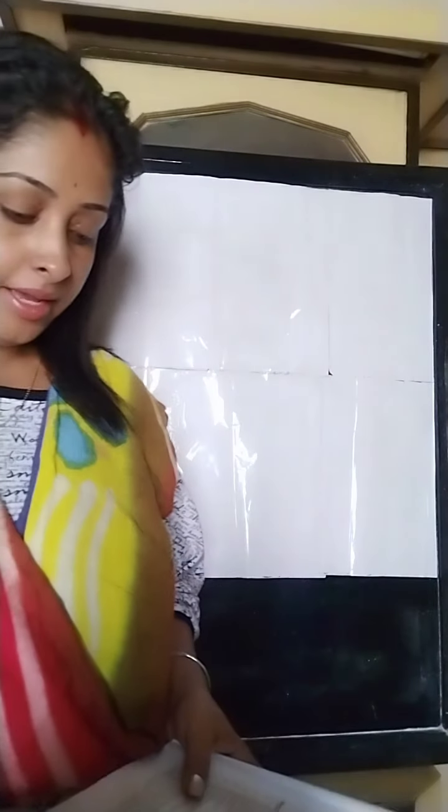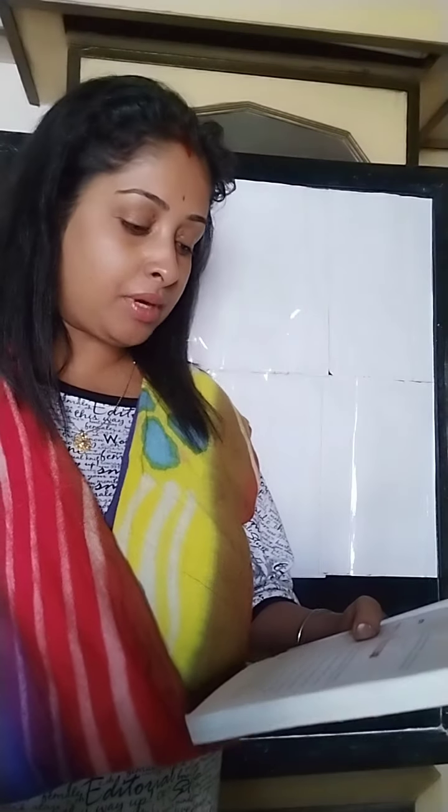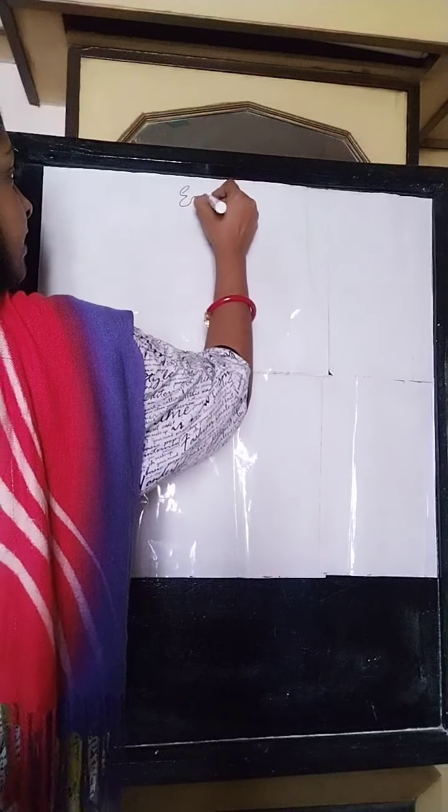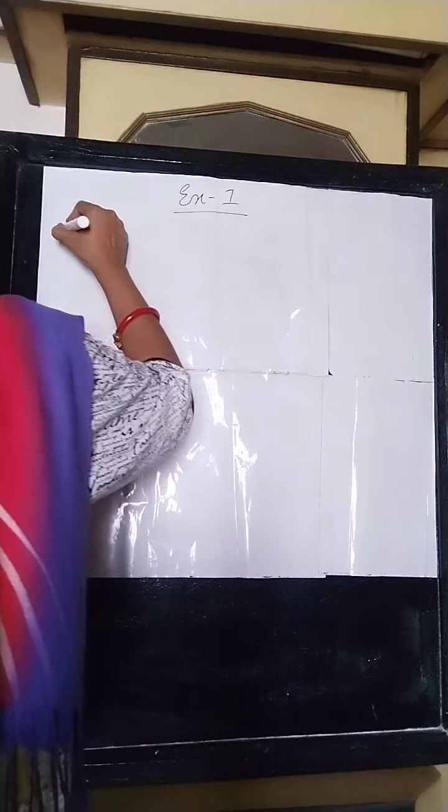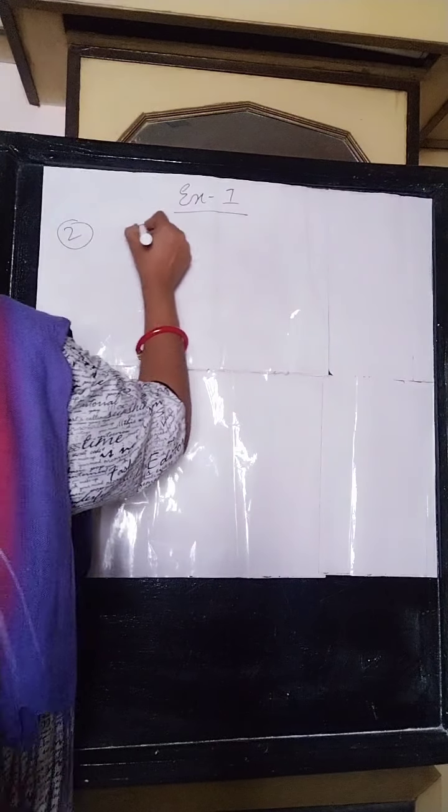In this exercise, let's do a few sums. For example, one sum is given over here, sum number 2. Please see carefully, sum number 2 of exercise 1. It is given that the sum of two numbers is 95238 and the greater number is 68725.